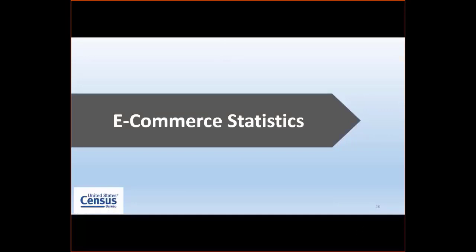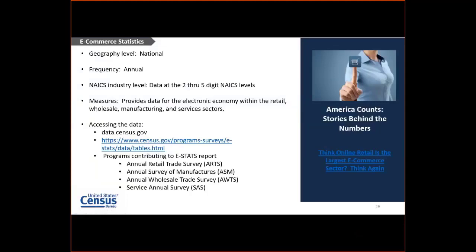So the next program we are featuring today is the Ecommerce Statistics, also commonly referred to as the eStats. The statistics from the eStats provide data on electronic commerce activity in key sectors of the U.S. economy. And here, the eStats report is available at the national level annually. The report goes back all the way to 1998. Data is available as a 2 through 5 digit NAICS code. And the report provides e-commerce statistics on the value of shipments, sales, and revenues for 4 sectors of the economy.